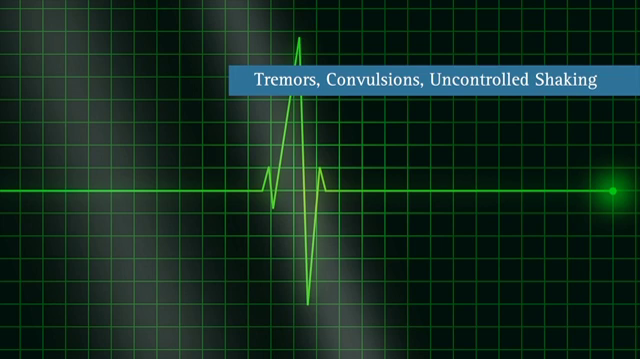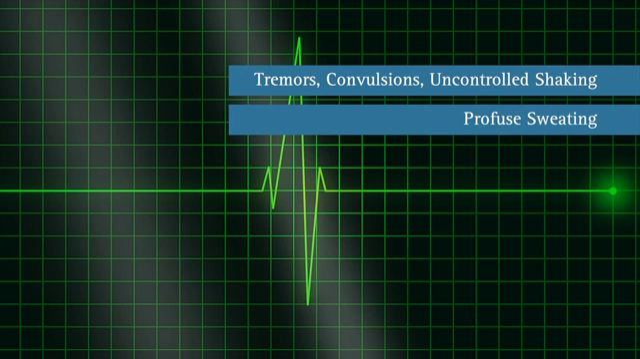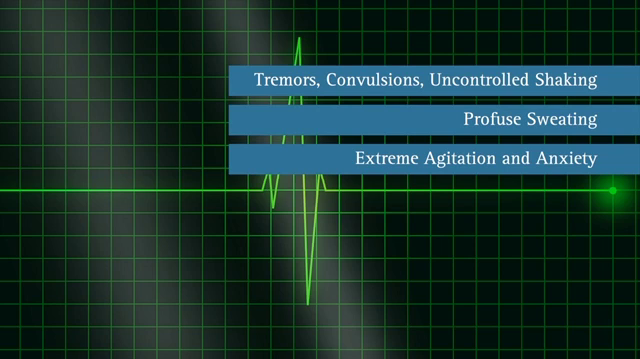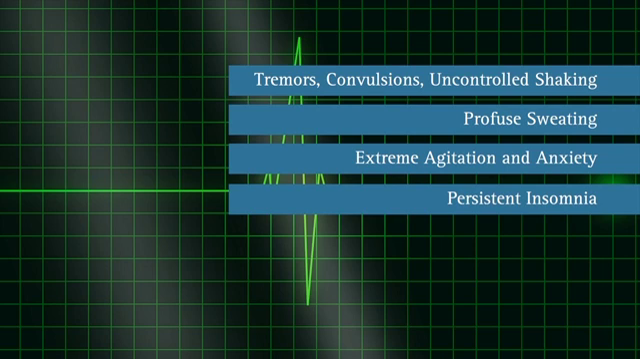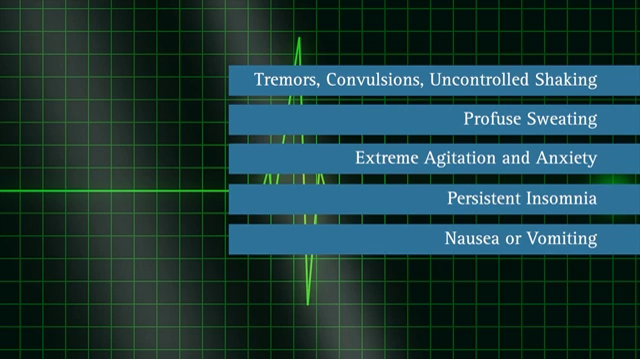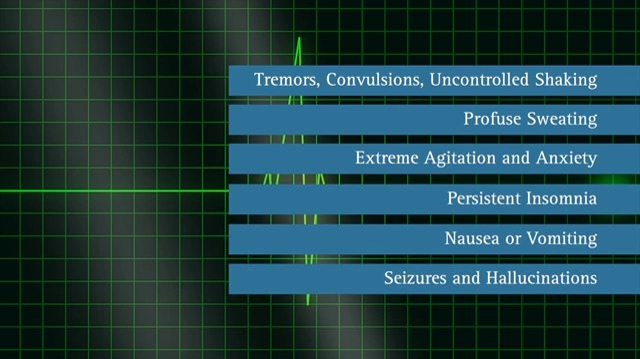Withdrawal symptoms include tremors, convulsions, or uncontrolled shaking of the hands, or even the entire body, profuse sweating, even in cold conditions, extreme agitation or anxiety, persistent insomnia, nausea or vomiting, seizures, and even hallucinations. To safely stop the use of alcohol, we encourage you to do so under proper medical advice and supervision.